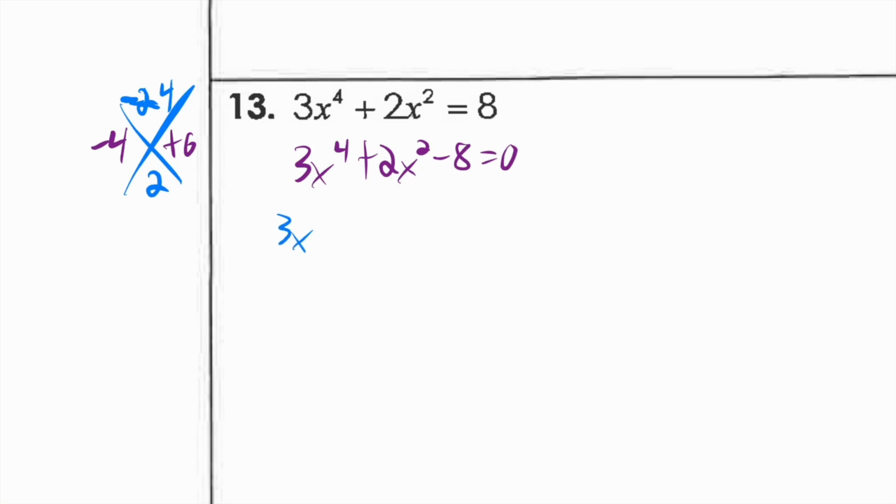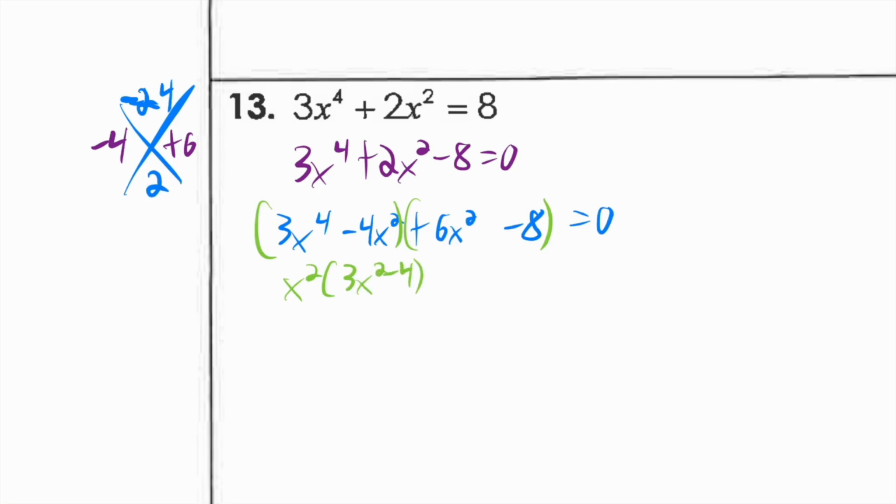Can't use the shortcut, so I rewrite the first term, rewrite the last term, and I split the middle term using the x squared. So negative 4x squared plus 6x squared in the middle. And now I group first 2 and last 2. The first 2 have a GCF of x squared, giving me 3x squared minus 4. And the last 2 have a GCF of 2, giving me 3x squared minus 4. Those parentheses match, which is good. If they didn't, we did something wrong. So that becomes one of my factors. And my other factor is what I factored out already, x squared plus 2.